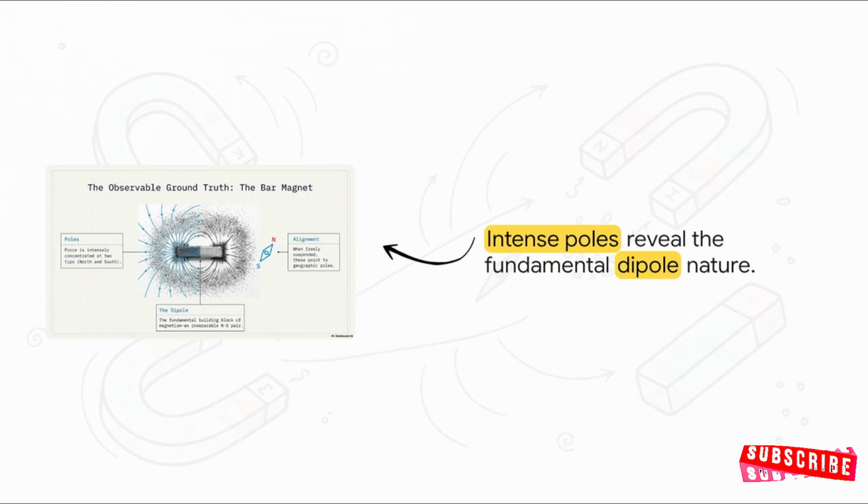Together, they form a dipole. This inseparable pair acts as the fundamental building block of all magnetism. And notice how a freely suspended compass needle naturally aligns with these forces to point toward geographic poles. It's pretty amazing when you actually see it mapped out.